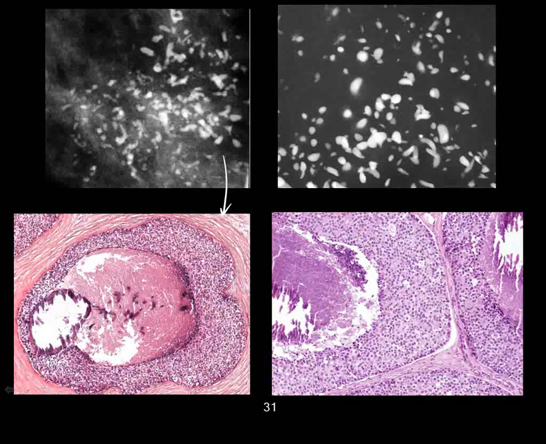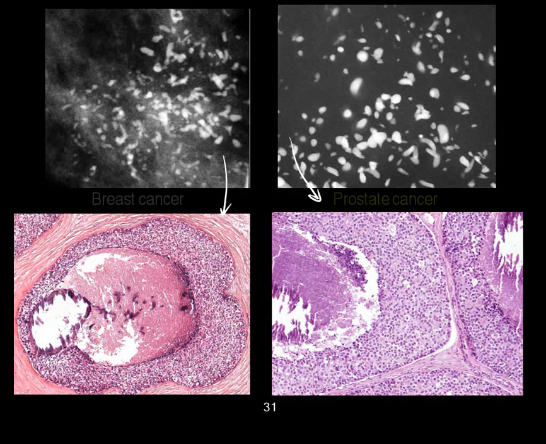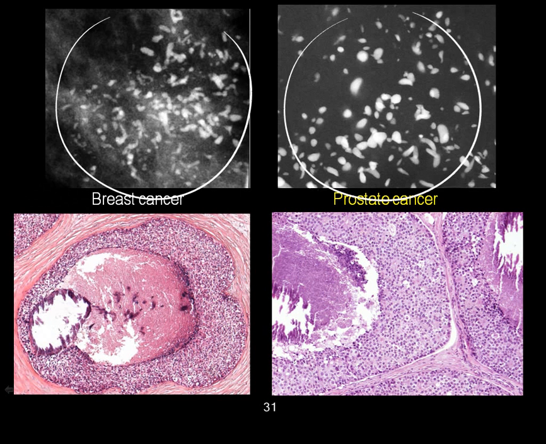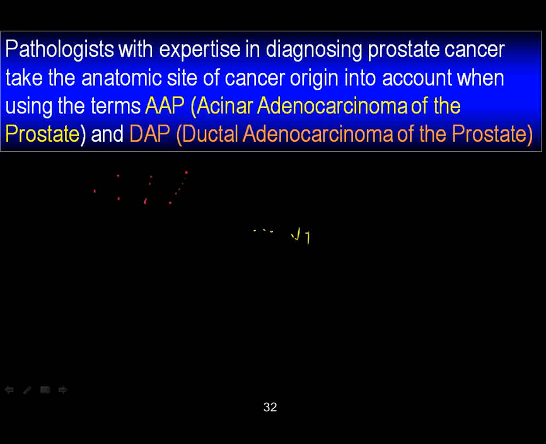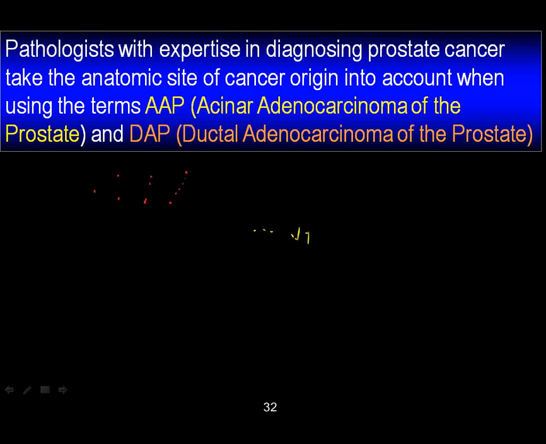You cannot make the distinction even if you go down to the cellular level. Breast and prostate. The specimen X-ray of the breast is here and the specimen X-ray of the prostate is here. That fascinated me when I did prostate cancer research.